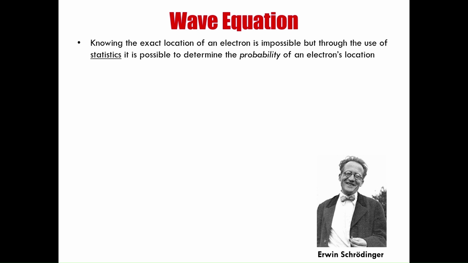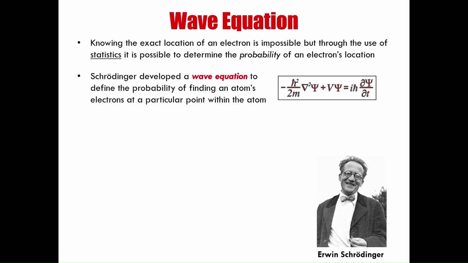Schrödinger, photographed here in the bottom right, conceded that Heisenberg was correct. Knowing the exact location of an electron is impossible. However, he thought it might be possible to determine the probability of an electron's location through the use of statistics. Unfazed by Heisenberg's critiques, Schrödinger developed a wave equation to determine the probability of finding an atom's electron at a particular point within the atom.